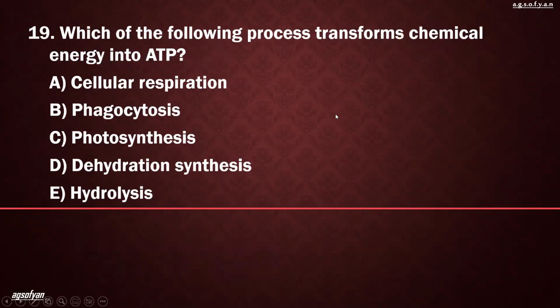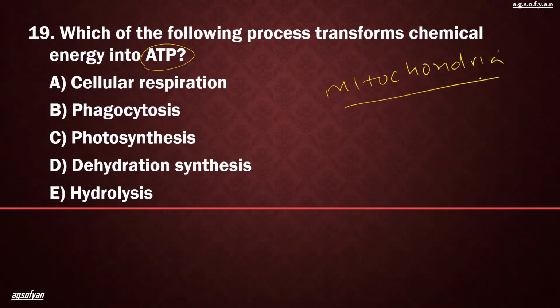Which of the following process transform chemical energy into ATP? Okay, it is happening in mitochondria. What is the name of the process? Of course, it's not photosynthesis, right? And it's not heat dehydration. The process is called cellular respiration. So remember, cellular respiration making ATP. It is in mitochondria.